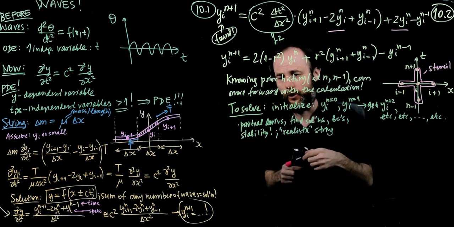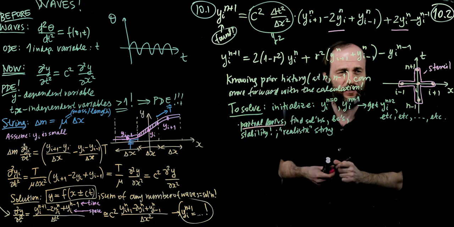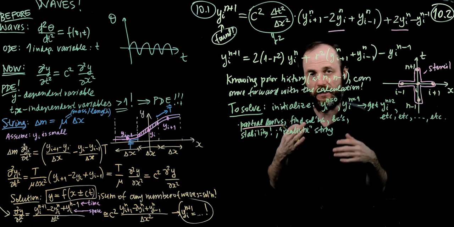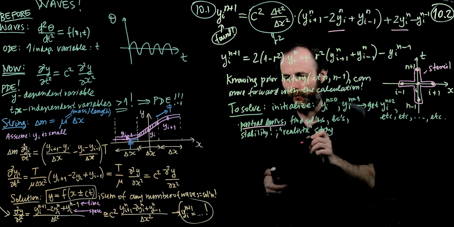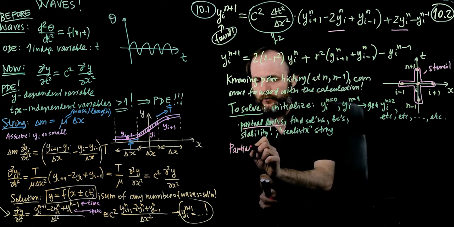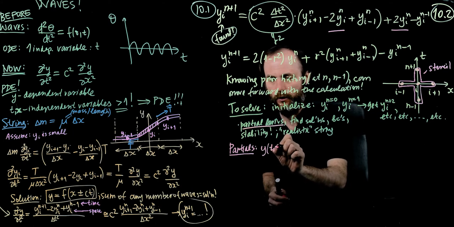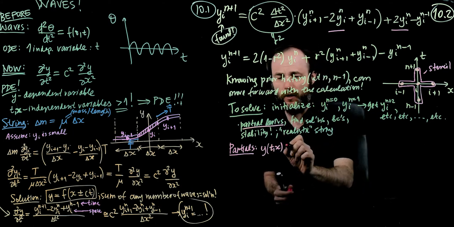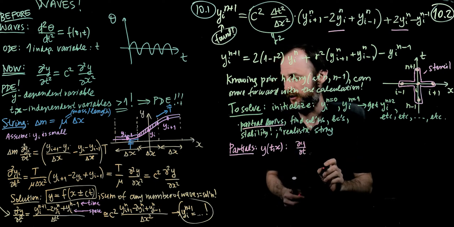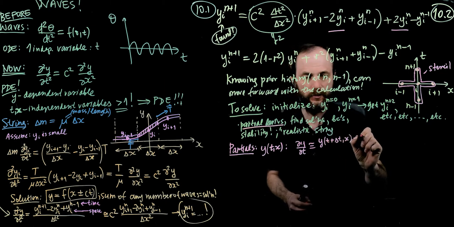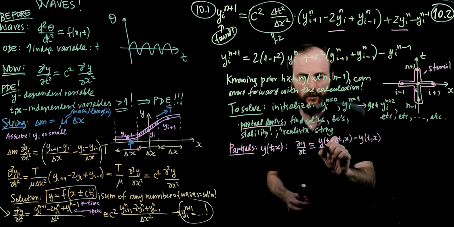So let's talk about the partial derivatives. You might have noticed that that was this really weird kind of D, a Greek delta rather than Latin D. And so what the partial derivative actually does is if you have a function y of t, x, then when you compute dy/dt, that is y of t plus delta t, x, minus y of t, x, all of that divided by delta t.